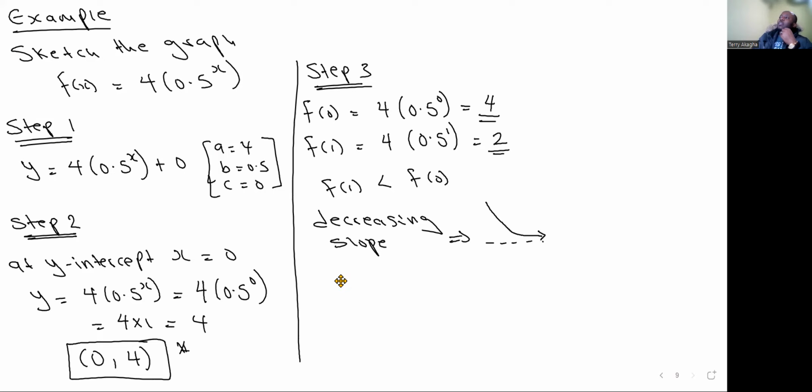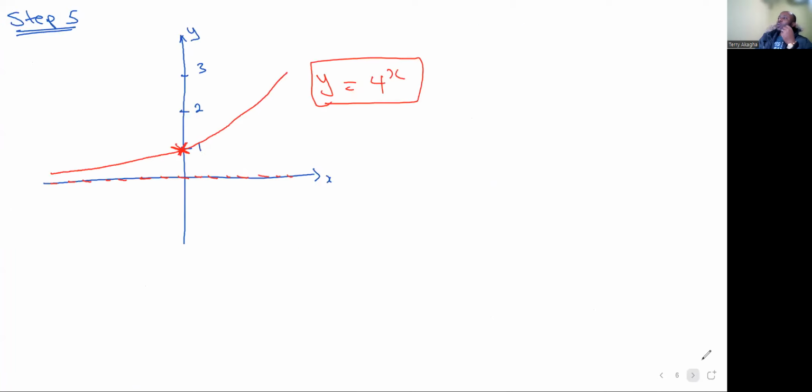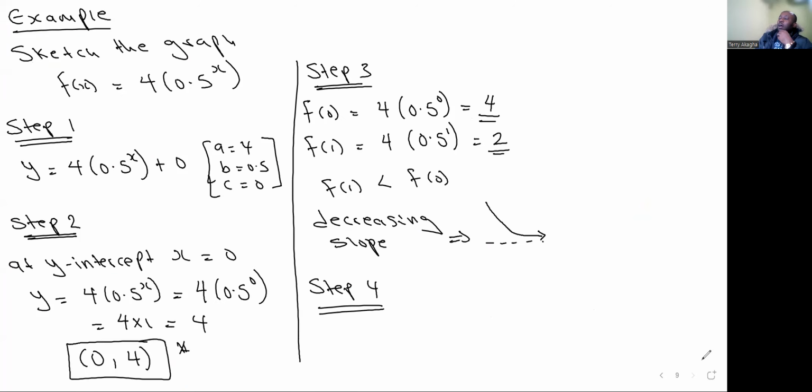So the next one is that we're going to do step 4. We need to find the horizontal asymptote, and it's at C. What is the C value here? C is 0. So therefore, the horizontal asymptote is equal to 0, because the C we have here is 0. And that is that.